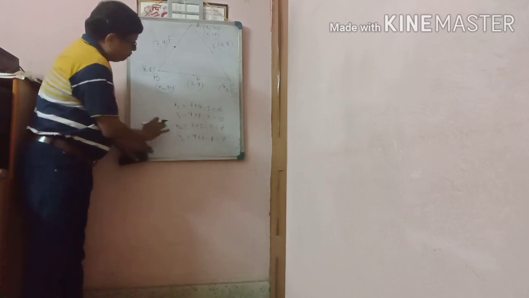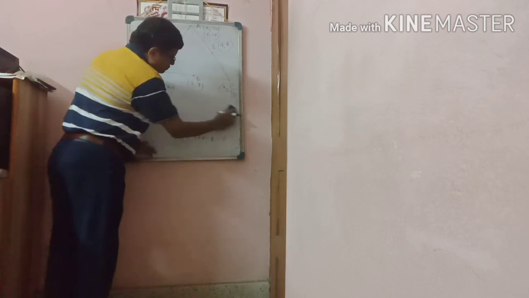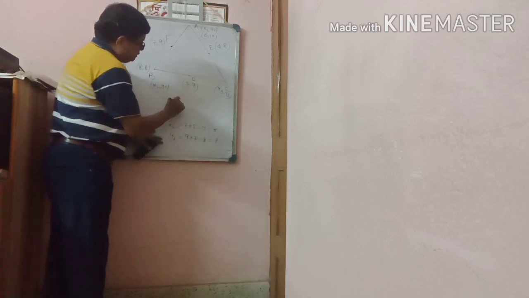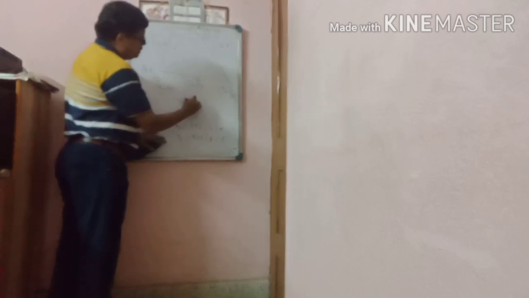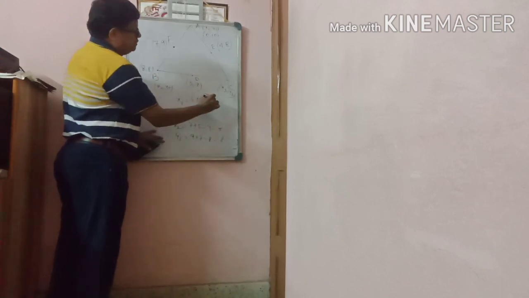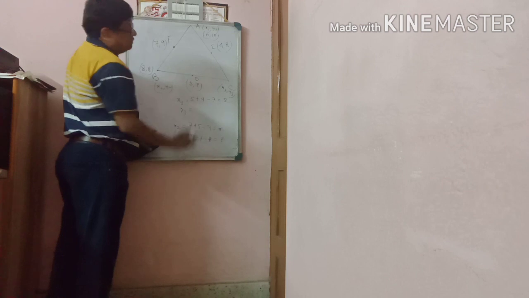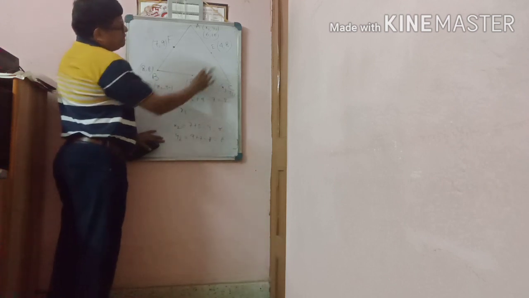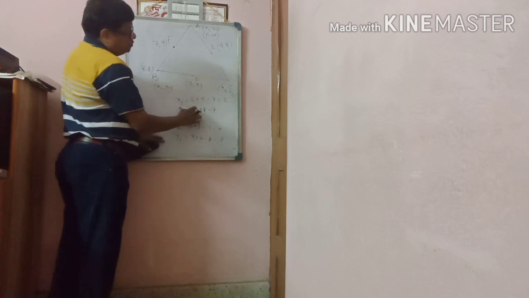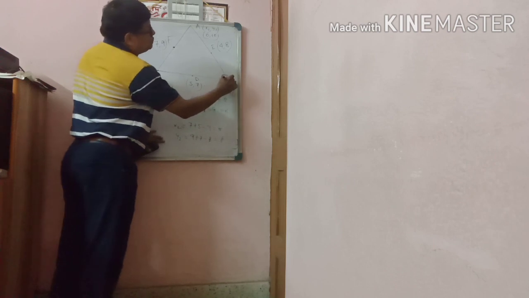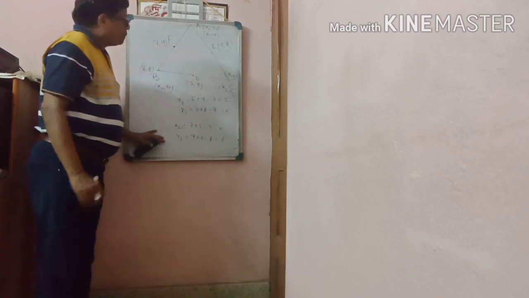Now x3 equals 5 plus 4 minus 7, that is 9 minus 7, which is 2. And y3 equals 7 plus 8 minus 9, which is 6. So this will be (2, 6). Now, is your answer correct or not?